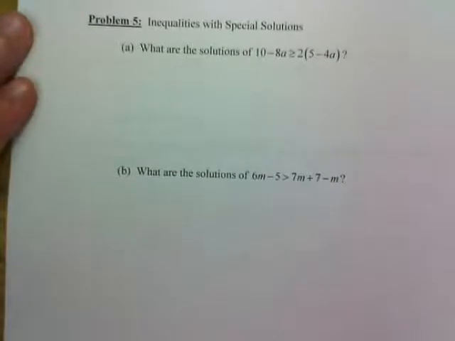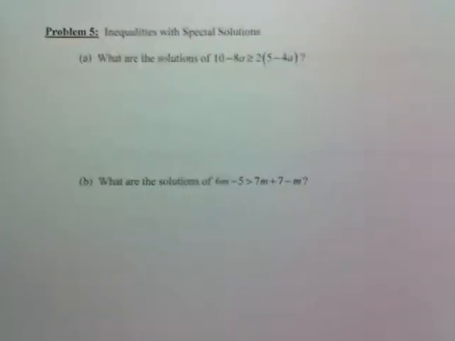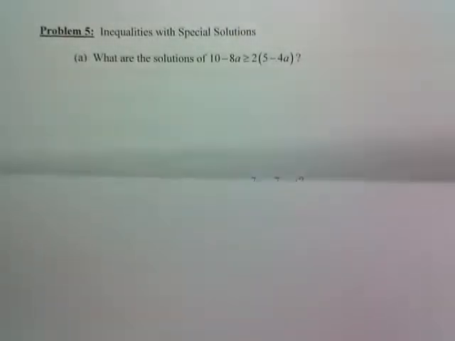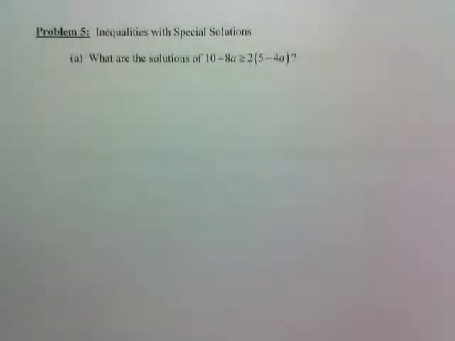Alright, let's look at some other inequalities. We've looked at these same types of special solutions with our equations, but now we're going to look at how they look with our inequalities. So we're just going to focus on 5a first. Let's just do that one. This is a combination of distributive property and variables on both sides. We have a lot going on in just this one inequality.